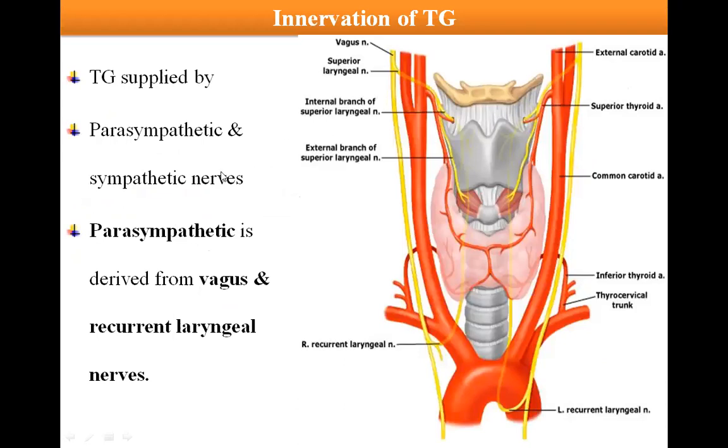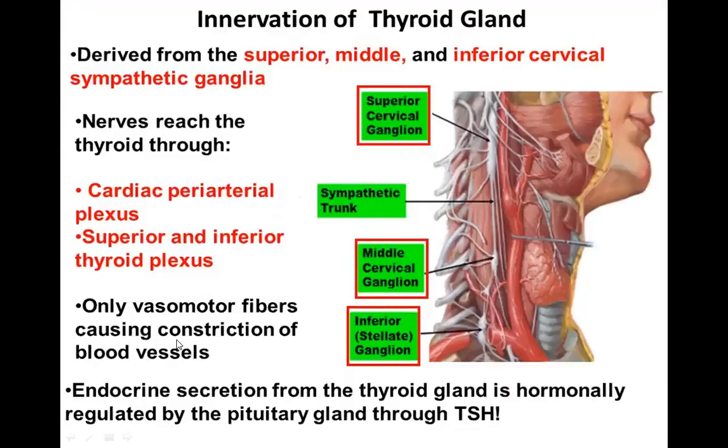Innervation of the thyroid gland. The thyroid gland is supplied by the parasympathetic and the sympathetic nerves. Parasympathetic fibers are derived from the vagus and recurrent laryngeal nerves. Sympathetic fibers are derived from the superior, middle, and the inferior cervical sympathetic ganglia. Nerves reach the thyroid gland through the cardiac periarterial plexus, and the superior and the inferior thyroid plexus. Only vasomotor fibers, causing constriction of the blood vessels.